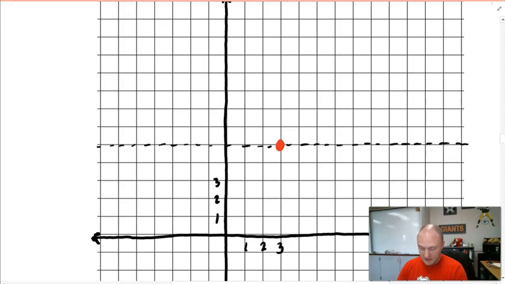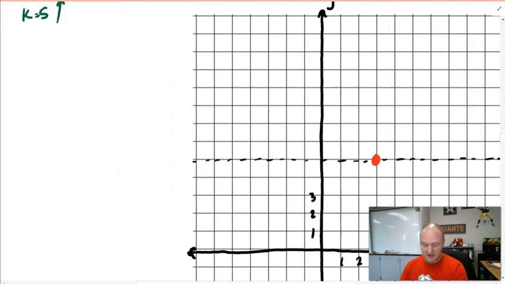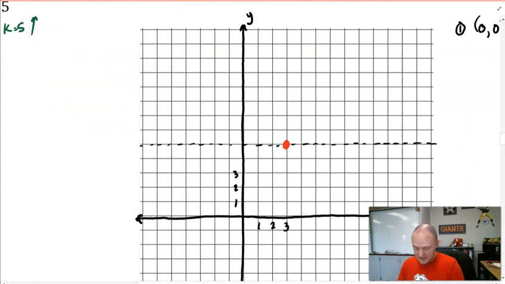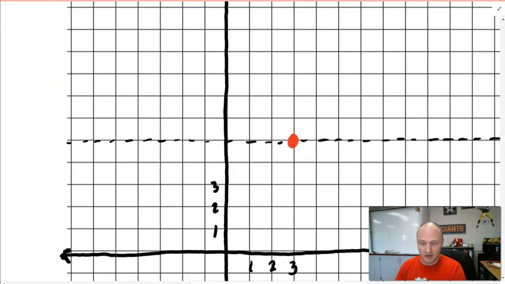So instead of going left 1, down 1, I'm going to go left, up, okay? That's because of a reflection. Remember, I have an x-axis reflection here. I'm also going to have to stretch by 2, so that vertical distance is going to grow by a multiplier of 2. So instead of left 1, down 1, I'm going left 1, up 1, and then left 1, up 2, right? This distance grew by a multiple of 2. So that's how I got that point.